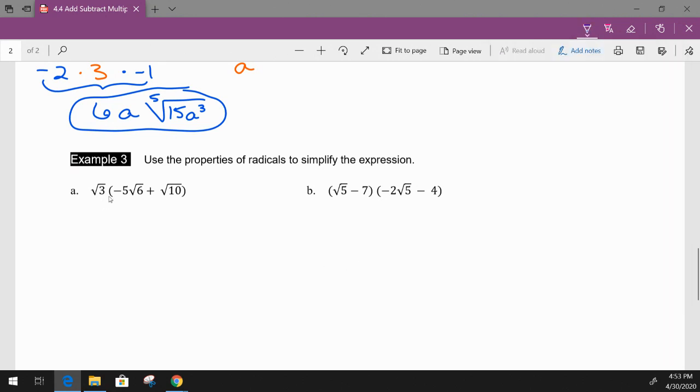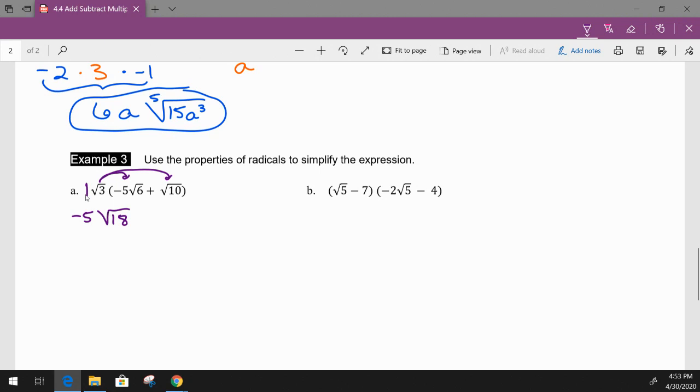So this first one here, you have a square root of 3 times the binomial -5 square root of 6 plus square root of 10. So if we distribute this square root of 3 to both terms, you can only multiply square roots with square roots and whole numbers with whole numbers. If you wanted to, you could put a coefficient of 1 there. So if I multiplied my coefficients, 1 times -5 would be -5. And then if I multiply the square root of 3 and the square root of 6 together, I'm going to get the square root of 18.